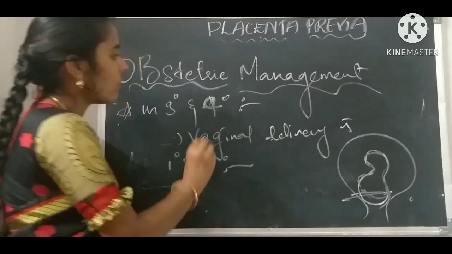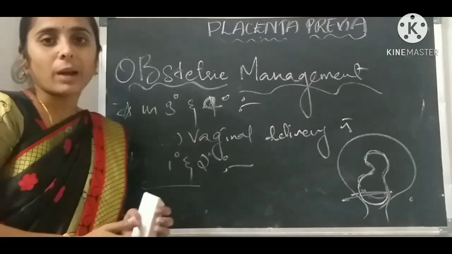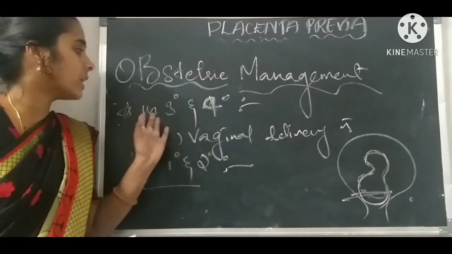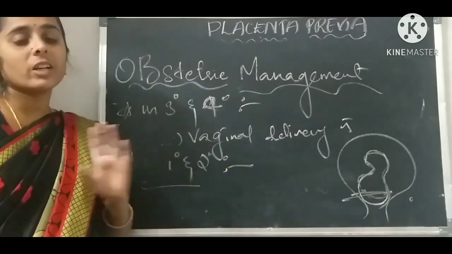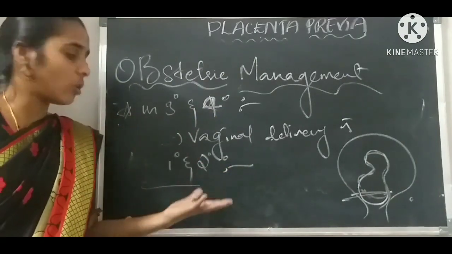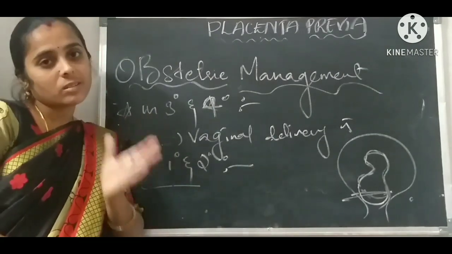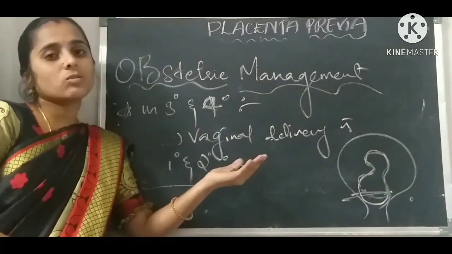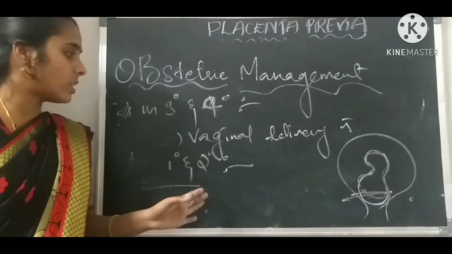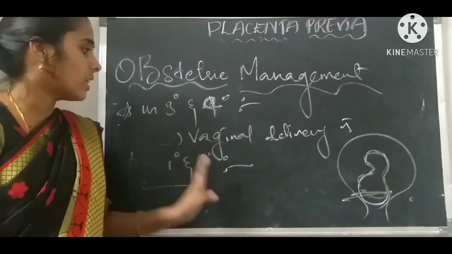I think you have understood the obstetric management. In third degree and fourth degree, vaginal delivery is not possible even if the fetus is dead. In first degree and second degree, if breech presentation is seen, then cesarean section is to be done.